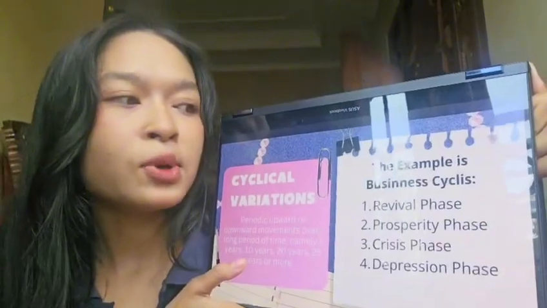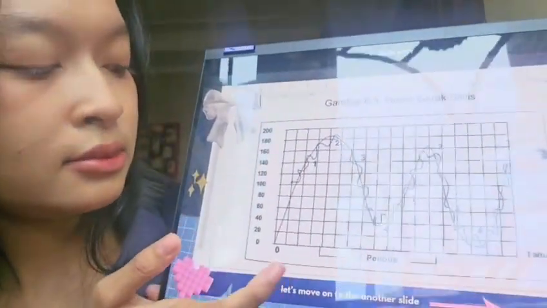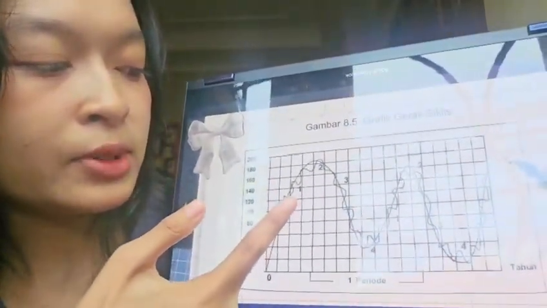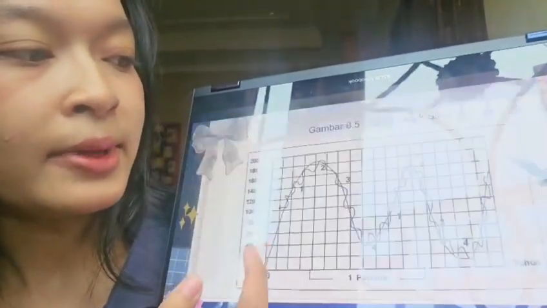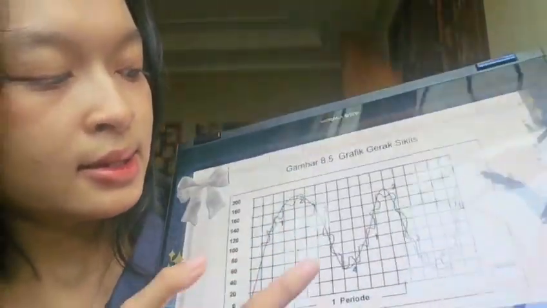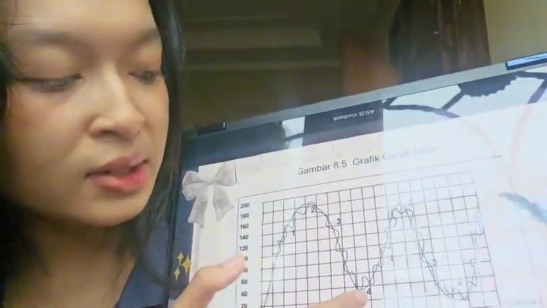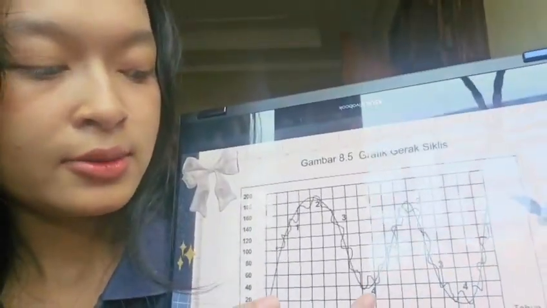The example of this one is the business cycle, and the business cycle has 4 phases. The first one is the revival phase, the second is the prosperity phase, the third is the crisis phase, and the last one is the depression phase. Like you can see on the graphic, this first one is the revival phase. This one is the prosperity phase. Here it decreases, so it's called the crisis phase. And this one, the lowest, is the depression phase, guys.